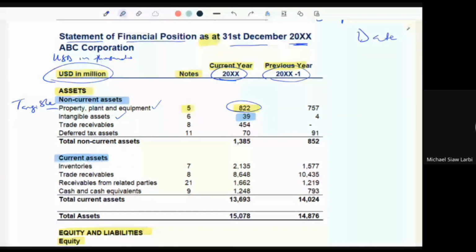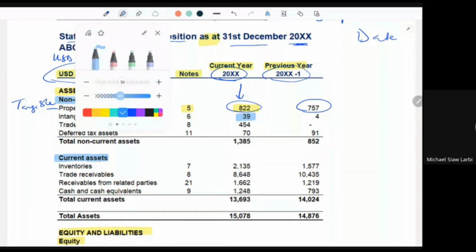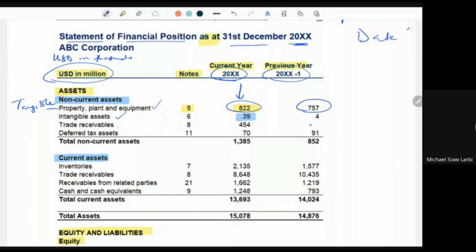We'll find the details in note 5. But 822 is for the current year. Last year, they had 757 million in land, building, cars, furniture, all of that. Do we understand? Then we have trade receivables. Whenever you see receivables and there's trade attached, it basically means your debtors at a very basic level, right? If you're a chartered accountant here, this session is not for you. It's for beginners. We can have, yes, trade and other receivables. Here I'm talking about the very basics.